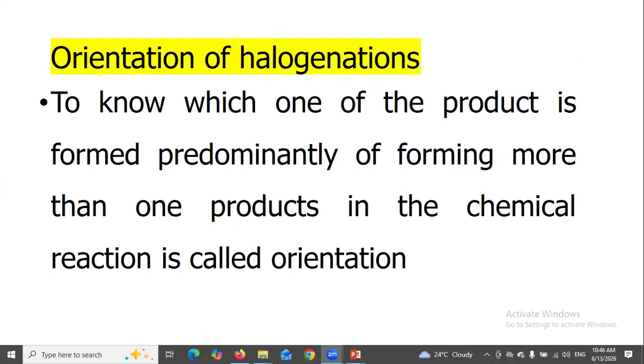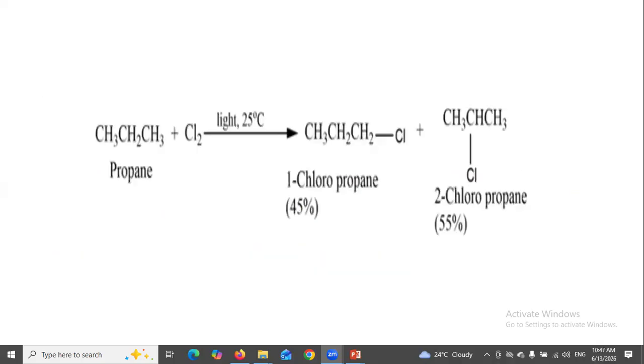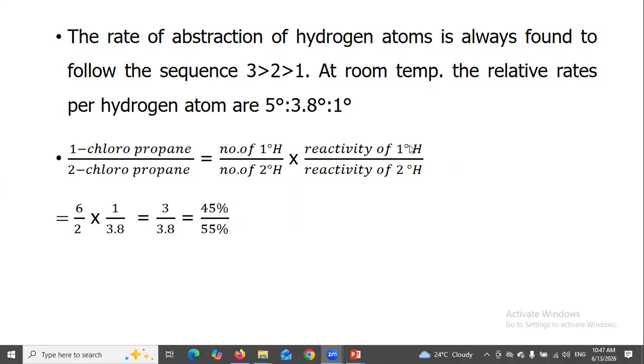Orientation of halogenation. Forming more than one product in a chemical reaction, to know which product is formed predominantly, is called orientation. 45% 1-chloropropane, 55% 2-chloropropane. The rate of abstraction of hydrogen atoms is always found to follow the sequence at room temperature, with relative reactivities for the hydrogen atoms. 1-chloropropane, 2-chloropropane: number of primary hydrogens, number of secondary hydrogens, reactivity of primary hydrogen, reactivity of secondary hydrogen, so 45 and 55.